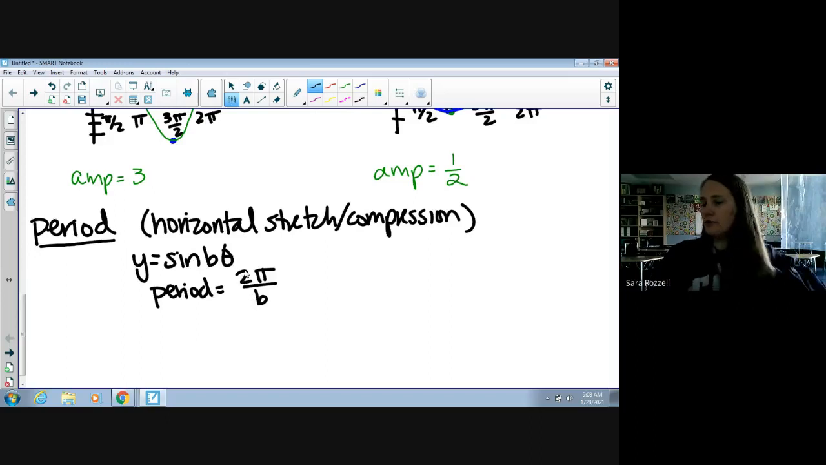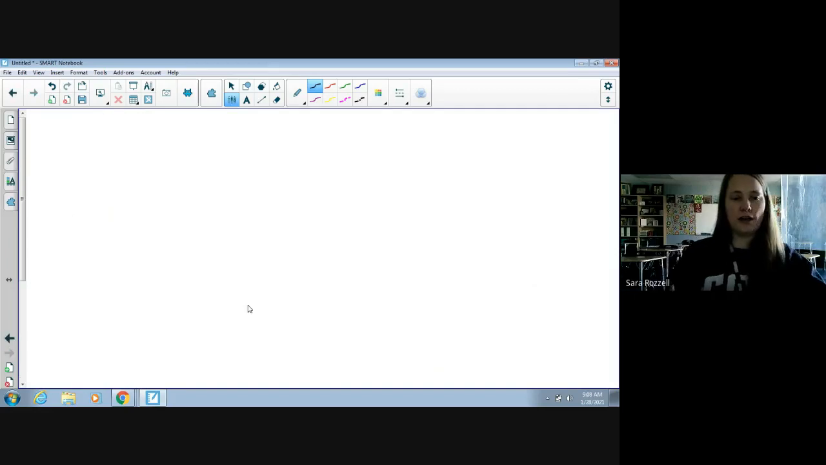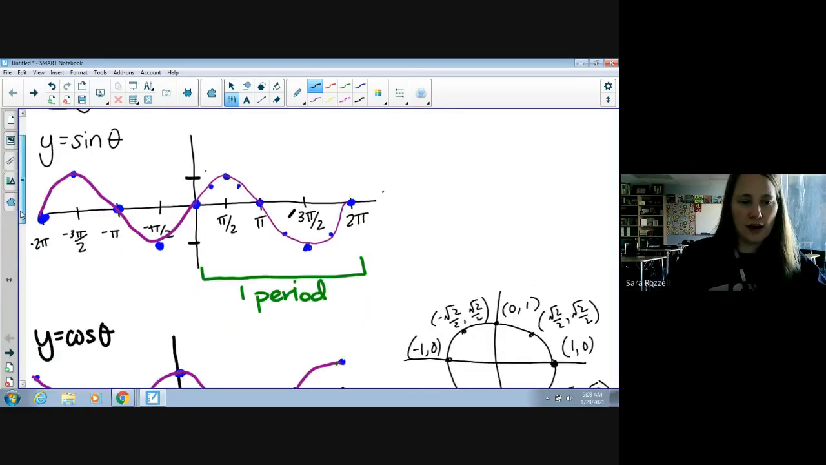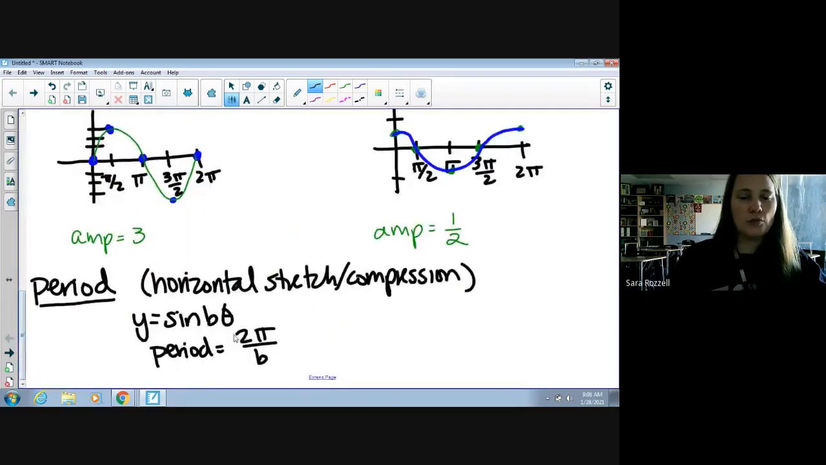If you'll remember from the beginning of the year when we were determining stretching and compressing horizontally, we always did the reciprocal of the number that was on the inside. That was like September, so you might not remember that, but that's where that's coming from, that 2 pi over b. 2 pi is the normal. We're going to divide it by whatever we have next to our theta. That's going to tell us the size of our period.